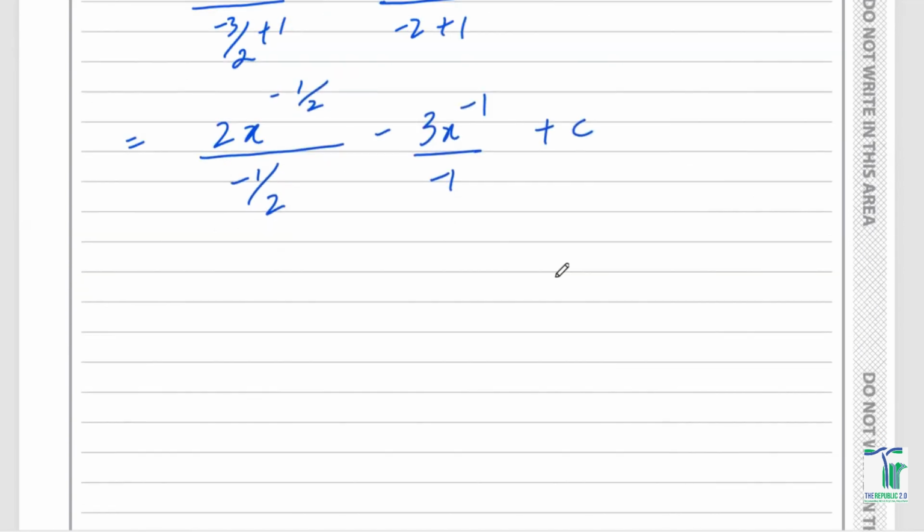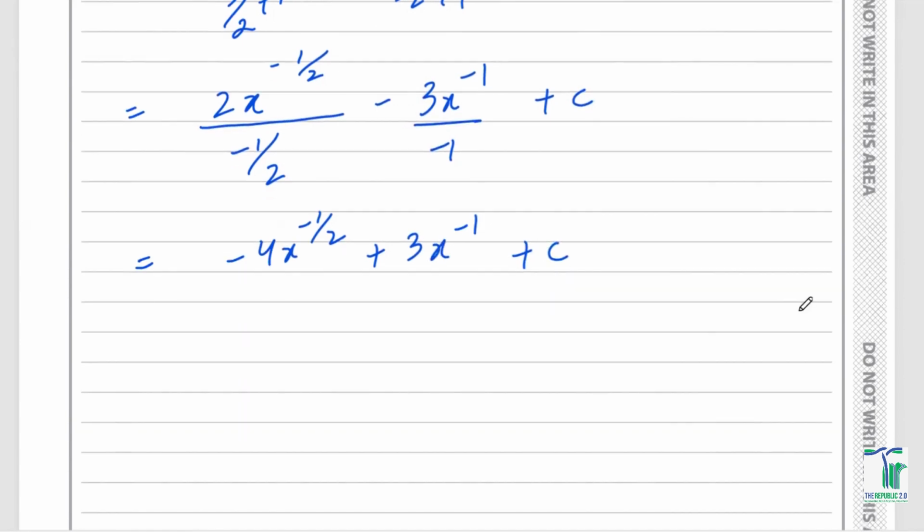And now you can multiply this 2 by this 2, and you would be having negative 4x to the power of negative 1 by 2 plus 3x to the power of negative 1 plus c. And at the end of the day, I would be having negative 4 upon root of x plus 3 upon x plus c. So that is how we were supposed to do this question number 1.